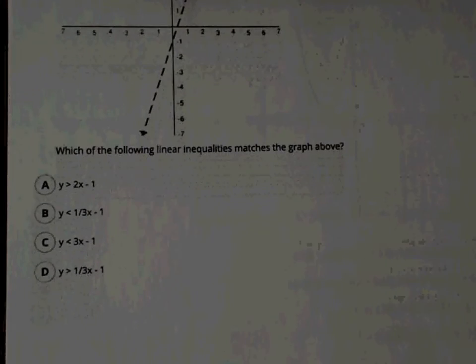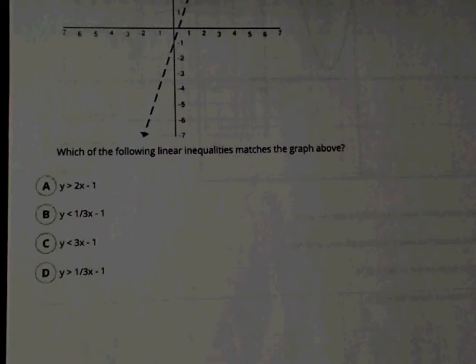All right, number 5 right here. It says, which of the following linear inequalities matches the graph above? So, what does it mean by the dotted lines? That means it's not equal to. Right. And so, do we have any on the selection, before we do a process of elimination, that have equal to? No, so we can't eliminate any of them from there, right?